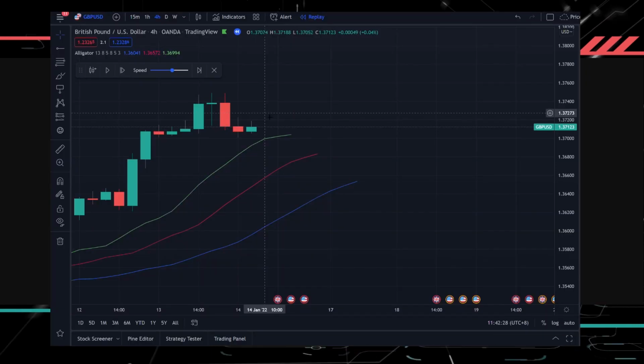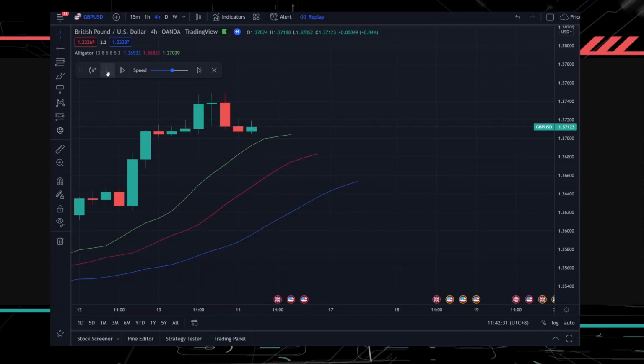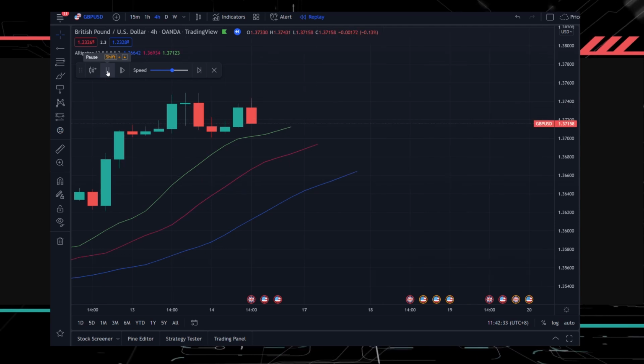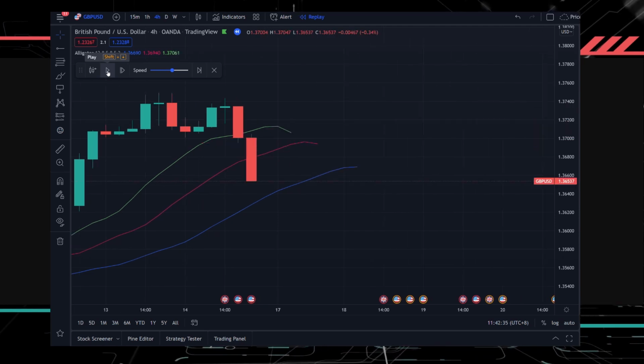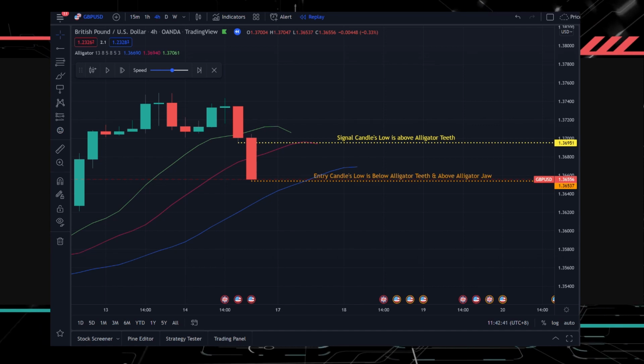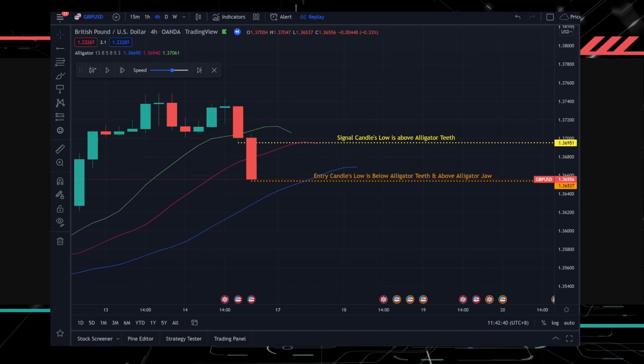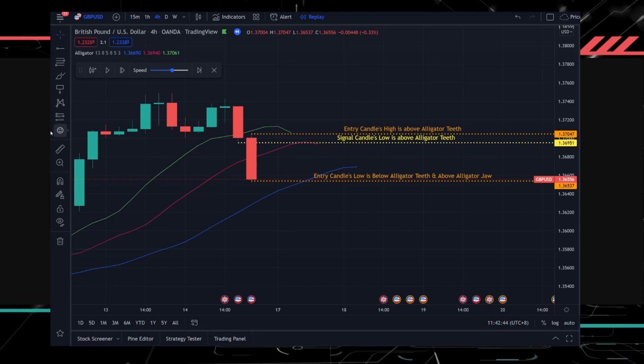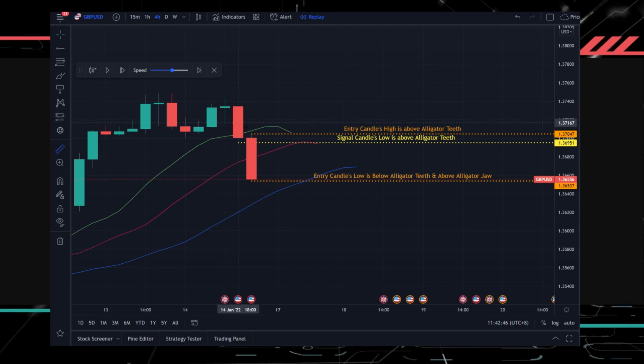Our next example is Great Britain pound and USD on the 4-hour time frame. First, the jaw is greater than the teeth and the teeth is greater than the lips. Next, the signal candle's low is above the teeth, indicated with the yellow line. Third, the entry candle's low is below the teeth and above the jaw, drawn with the bottom orange line. Fourth, the entry candle's high is above the teeth, shown with the top orange line.